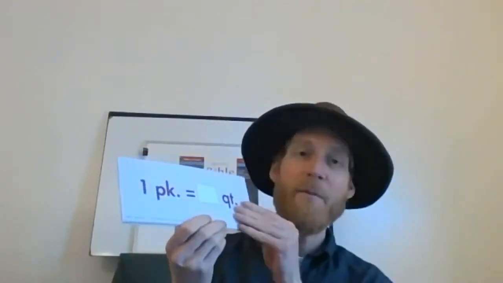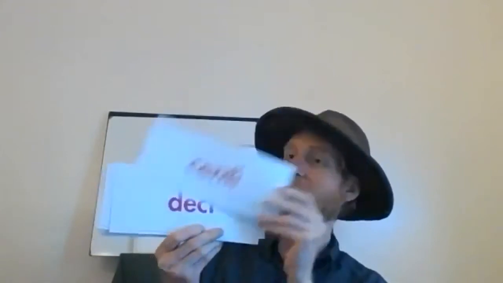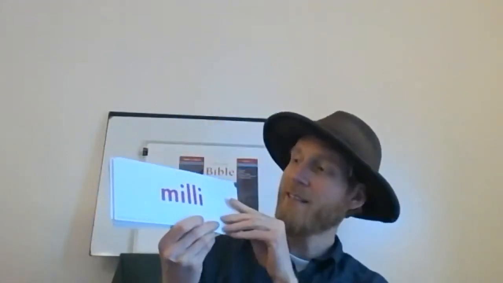And let's begin by going over a few of these problems here. 1 peck equals, say it out, 8 quarts. Kilo means 1,000. Hecto means 100. Deca means 10. Deci means 1/10. Centi means 1/100th. Milli means 1/1000.